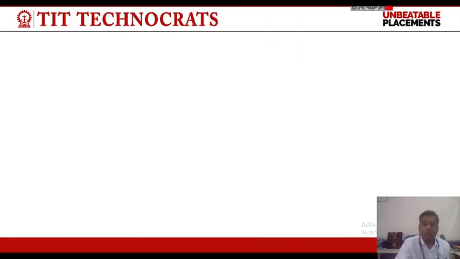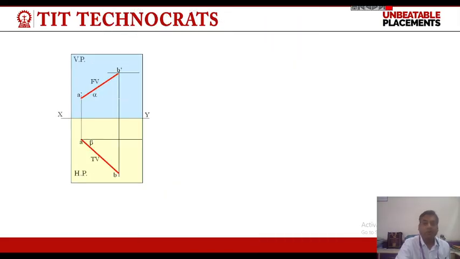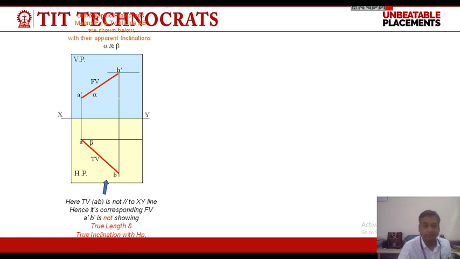Now we will see some problems. So when the line is inclined to both HP and VP, the final front view and top view both are of reduced length.